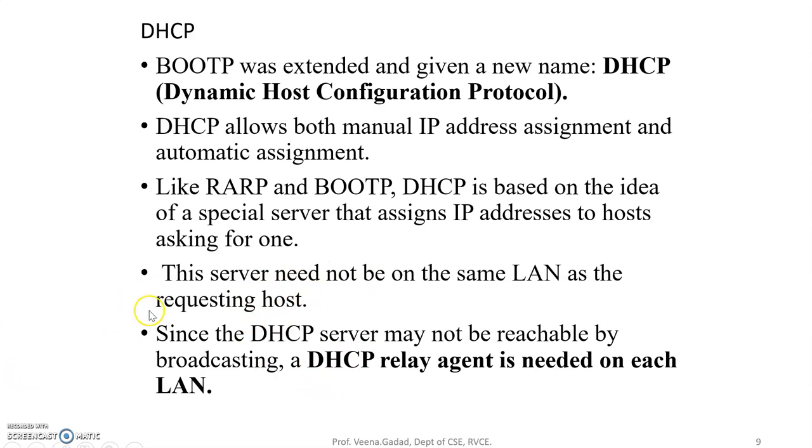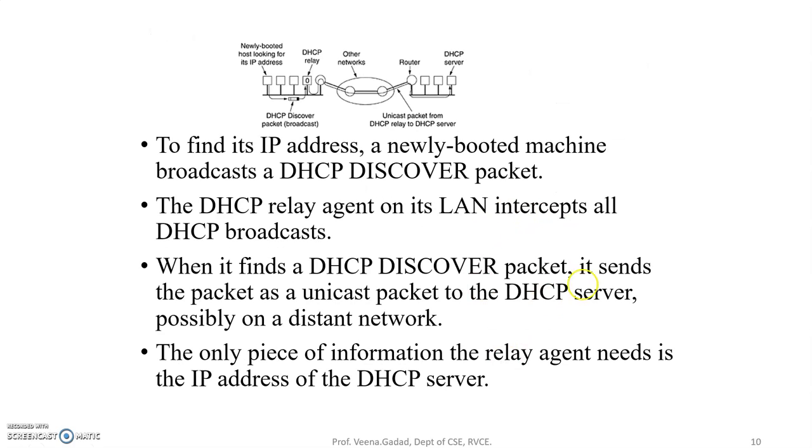Now there is also a problem over here: where to place this server, right? Since the DHCP server is not reachable by broadcasting, in a network you basically have a DHCP relay agent that is maintained in every network. So if you observe over here, you have two LANs and you have a server on LAN 2, right? A newly booted host which is looking for an IP address sends a DHCP discover packet, which is caught by your DHCP relay agent, which takes this request to the server, and the server responds back, right?